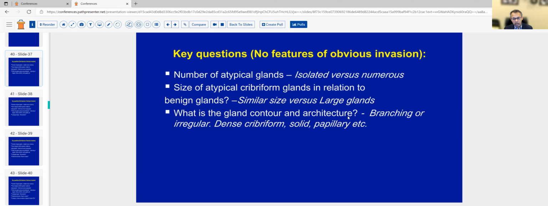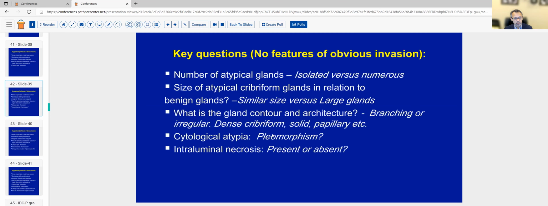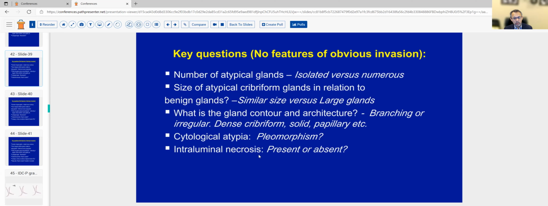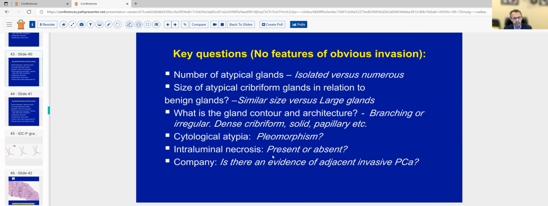What is the gland contour and architecture? Do you have branching, which I usually find very helpful for intraductal processes? What type of proliferation are you dealing with, dense or loose cribriform? We will talk more about that. Do you have solid or papillary or large duct type of morphology? What is the degree of cytological atypia? Pleomorphic cytology would typically indicate an intraductal process compared to invasive processes. Is there presence of intraluminal necrosis? The presence of intraluminal necrosis would exclude benign conditions and high-grade PIN from the differential diagnosis.